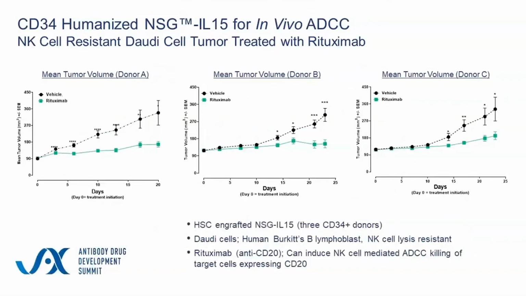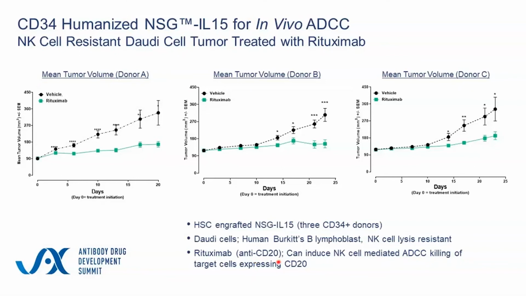If you are interested in natural killer cells, you can look at the CD34 humanized NSG IL-15 model and look for NK-mediated antibody-dependent cellular cytotoxicity. You can take the PBMC, the CD34 engrafted humanized mice. You can engraft them with an NK cell resistant Dowdy tumor cell, and then treat them with rituximab. Rituximab being an anti-CD20 monoclonal antibody used clinically to clear B-cell lymphomas from patients.